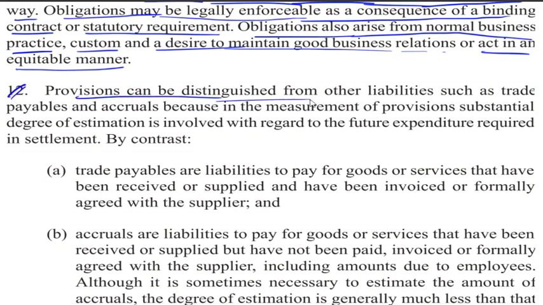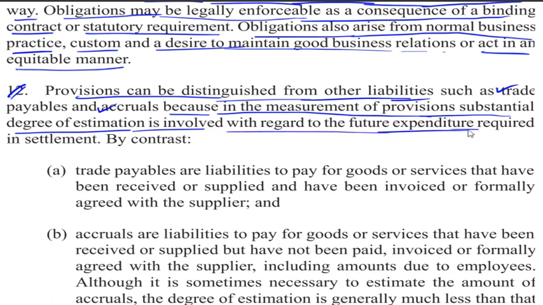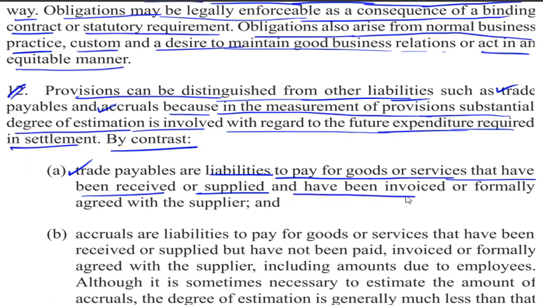Provisions can be distinguished from other liabilities such as trade payables and accruals, because in the measurement of provisions, substantial degree of estimation is involved with regard to future expenditure required in settlement. By contrast, trade payables are liabilities to pay for goods or services that have been received or supplied and have been invoiced or formally agreed with the supplier.